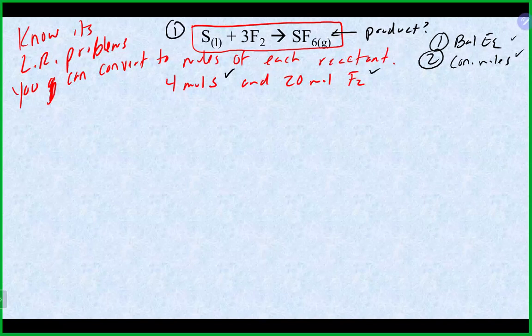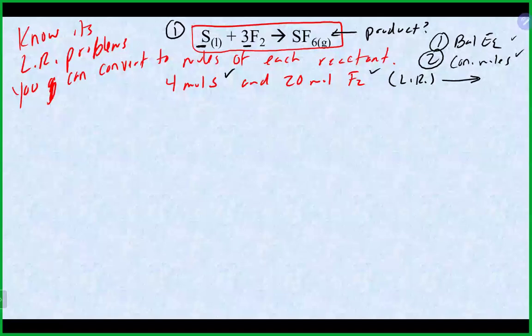So what I do see, though, is I definitely have moles of S and I have moles of F2. That is the part that tells me this is a limiting reagent problem, right? Oftentimes you may have grams of both of those, which obviously you could convert to moles. So as long as you can get whatever they give you into moles of both reactants, this tells me it's a limiting reagent problem, which means that's the part where we need to do a calculation to figure out which one's the limiting reagent.